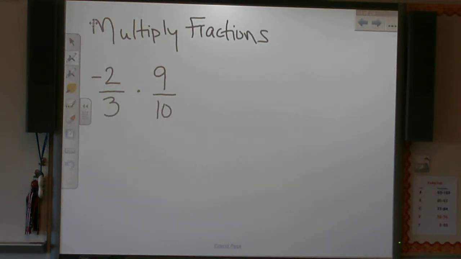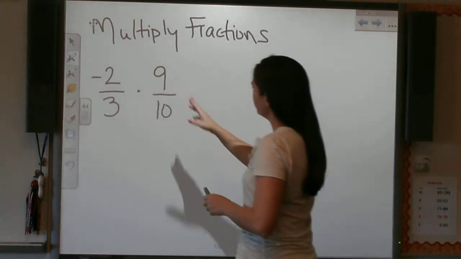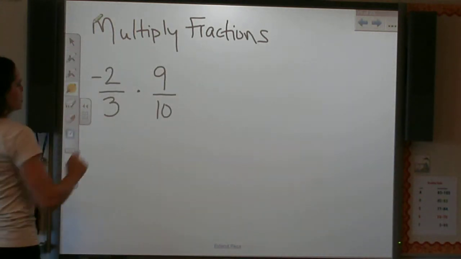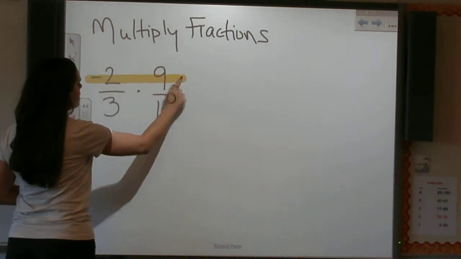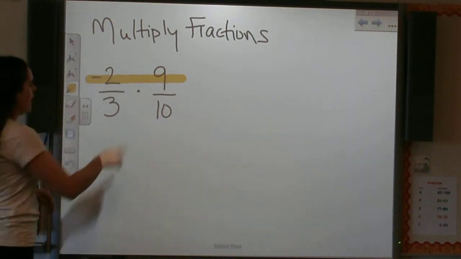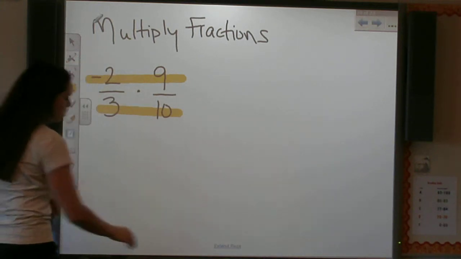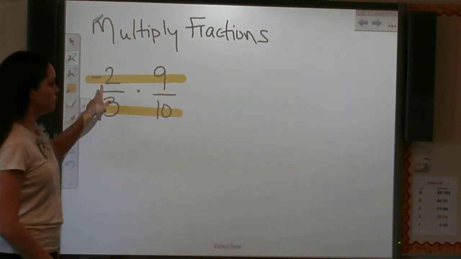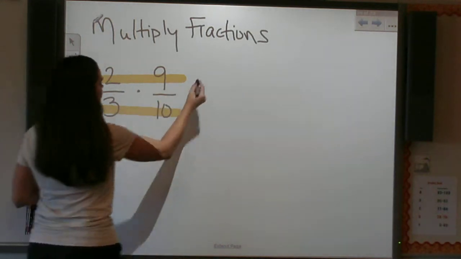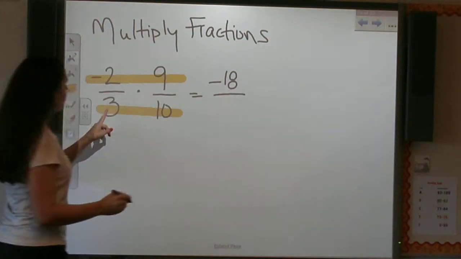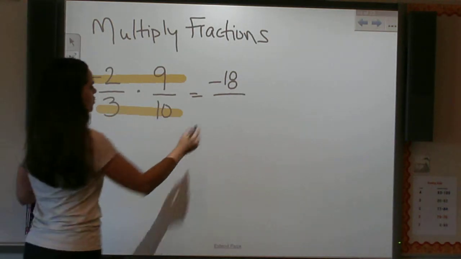This video is going to be on multiplying fractions. Our first example is negative 2/3 times 9/10. When we multiply fractions, all we do is multiply the numerators and multiply the denominators. So negative 2 times 9 is negative 18, and 3 times 10 is 30.